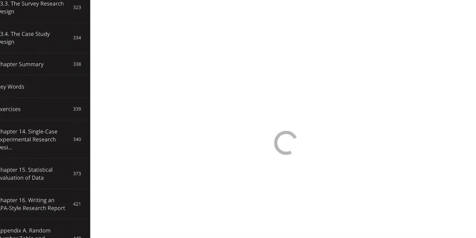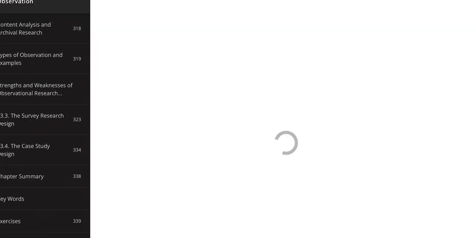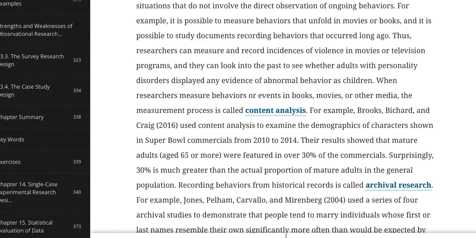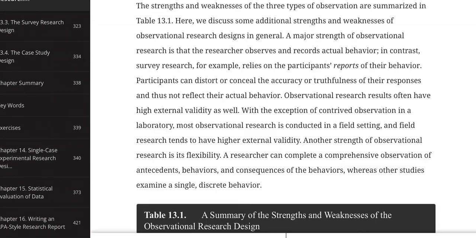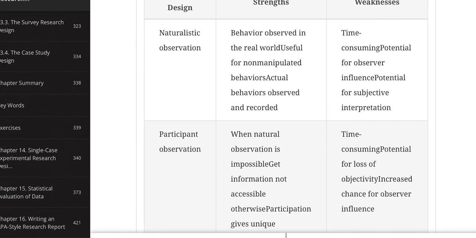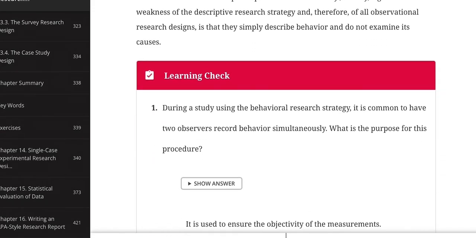Okay, and then I'm going to do our learning check. Let me skip to it really quickly. And then this is that table 13.1 that we just talked about in your book.